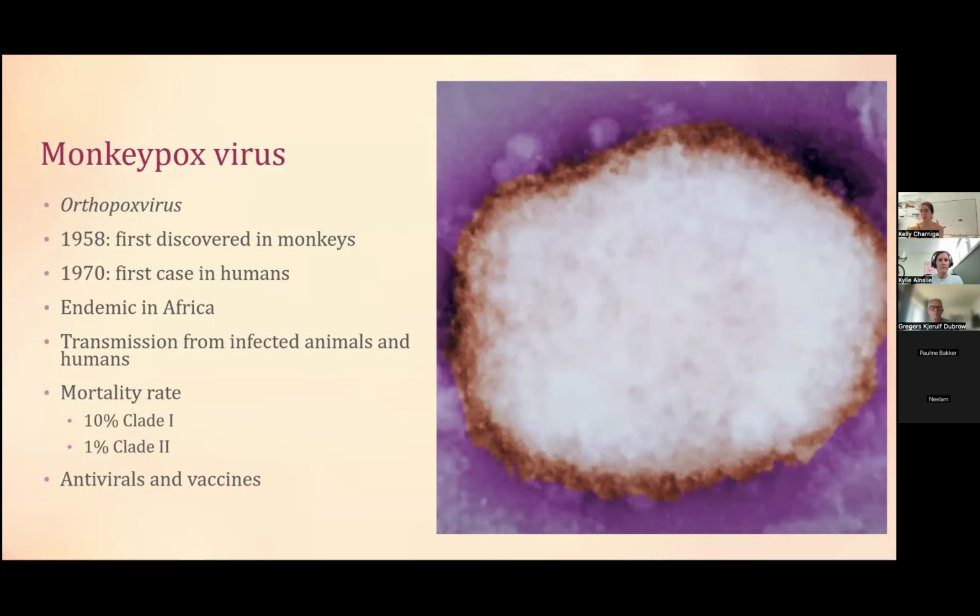So for some context as to what this virus is, it's called monkeypox virus because the first outbreak was in monkeys, but actually that's not typically how it's spread. The first cases were in humans in 1970, and it is endemic in Africa, meaning there's just always kind of some sporadic transmission or outbreaks for the last several decades. And transmission happens from infected animals and humans. Historically, the mortality rates were 1 to 10%, depending on the type of virus. And there are antivirals and vaccines, but they're not widely available in the endemic countries.